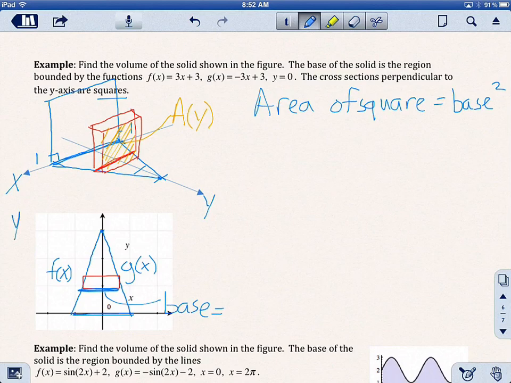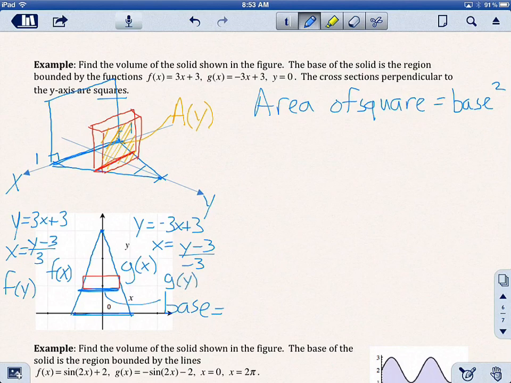So we really need to change all of these into functions of y. Okay, so for this one we had y equals 3x plus 3, and we need to solve for x. So notice we would subtract 3 and divide by 3, so we really have y minus 3 over 3, and that is f of y. And then for g of x, we have y equals negative 3x plus 3. And if we solve for x, we would subtract 3 and then divide by negative 3. So we get y minus 3 over negative 3. And that equals g of y.